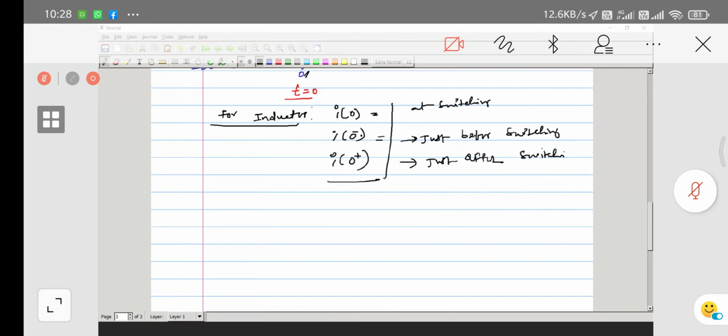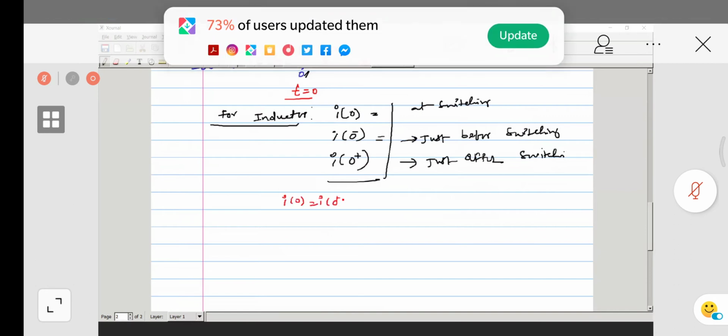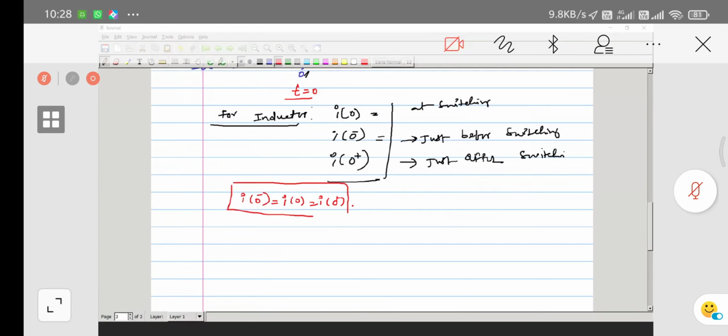As you know, an inductor doesn't allow sudden change in current. So that's the case: I0 plus and I0 minus are equal. All are equal. This is called the initial condition of your circuit, the initial condition of the inductor current. You can call it the initial condition or the initial current in the inductor.